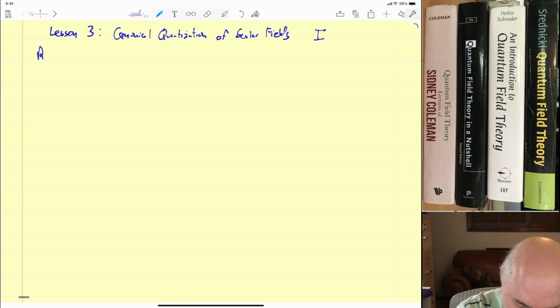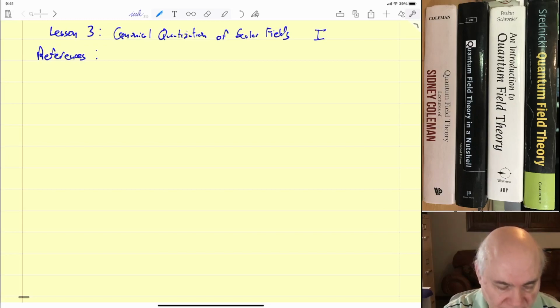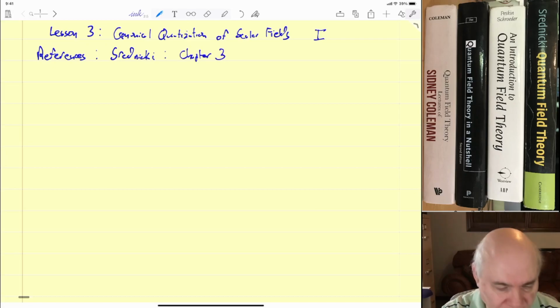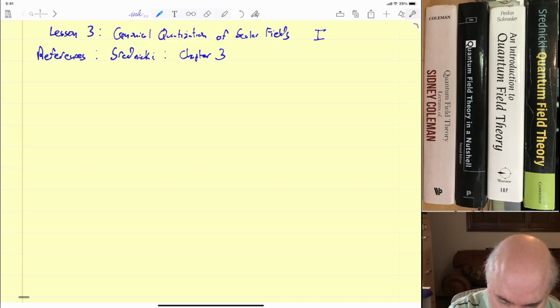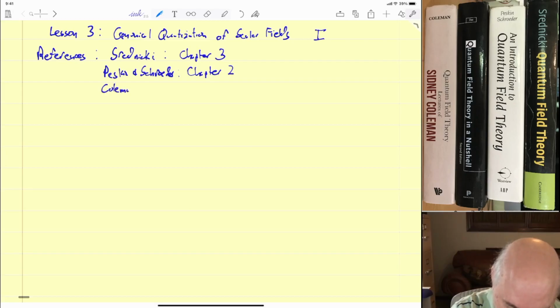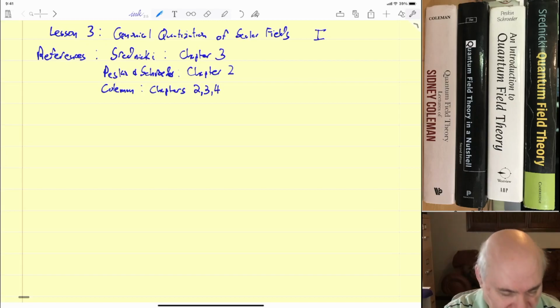So for references, just about every QFT book treats scalar fields, but some of them use the path integral approach. I'm just going to list the ones that use a canonical quantization approach. First we have our go-to book for the course. He has a pretty short chapter 3 in the book, and I want to expand on it in these lessons. Then there is Peskin and Schroeder. They have a chapter 2 where they basically start their book with scalar fields. And then the book I'm going to follow most in these lectures is Coleman's lectures, and he covers this material in chapters 2, 3, 4, in more detail than most books.